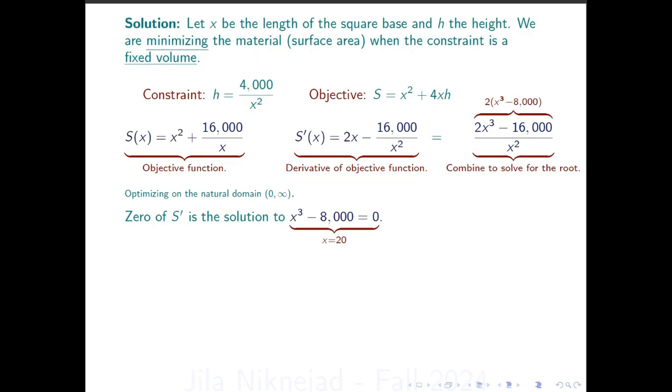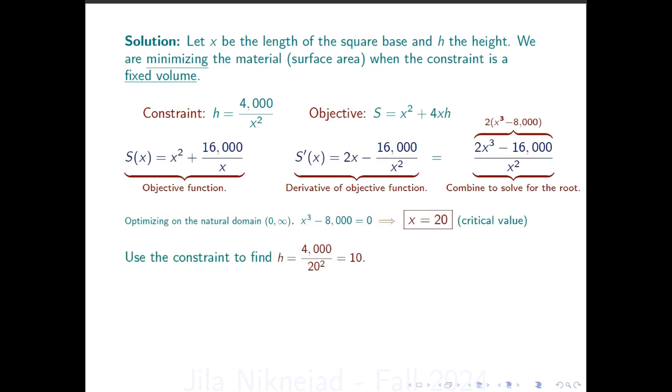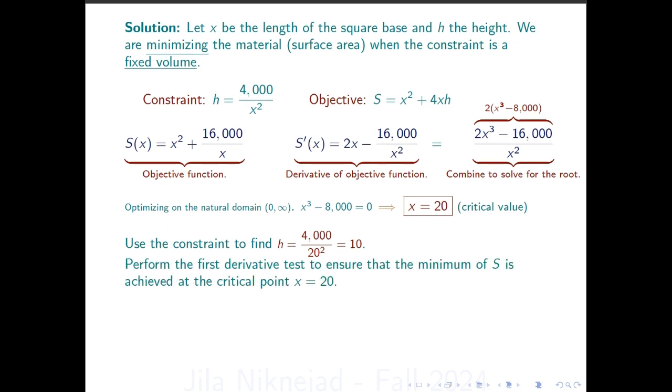Setting the numerator equal to 0 gives us x equal to 20, which is a value within the domain and is a critical value of the function. Use the constraint, plug in the 20 into the constraint to arrive at h equal to 10. Perform the first derivative test to ensure that the minimum of S is achieved at the critical point x equal to 20. Without this, you don't know if you have a minimum, maximum, or neither.